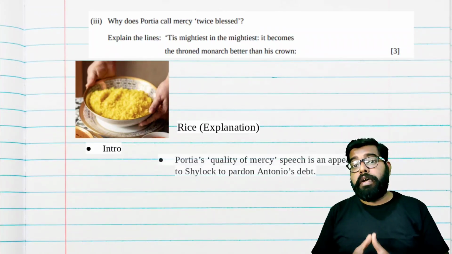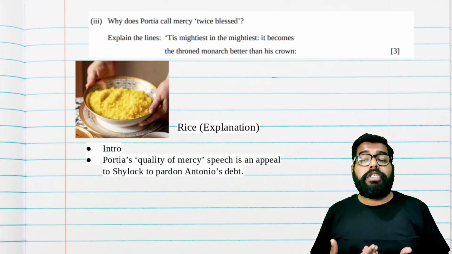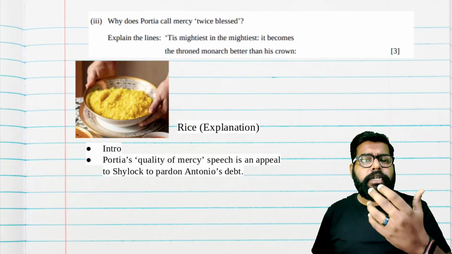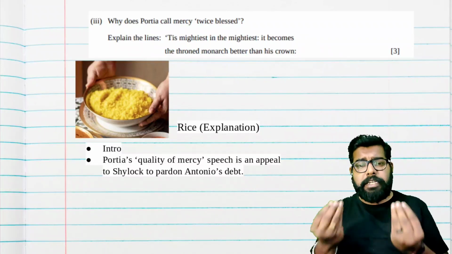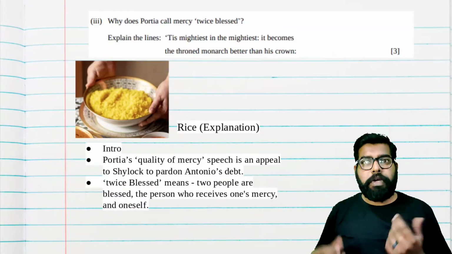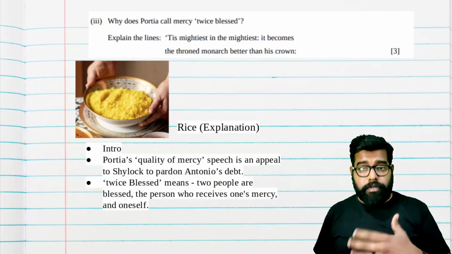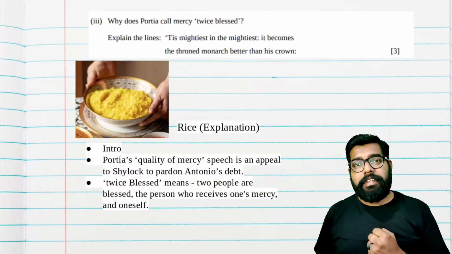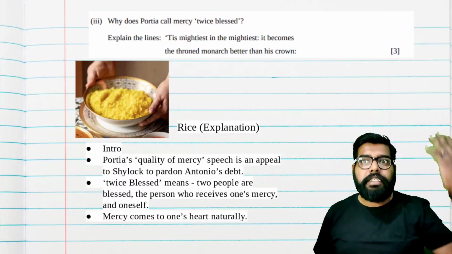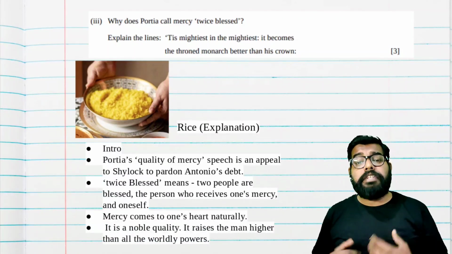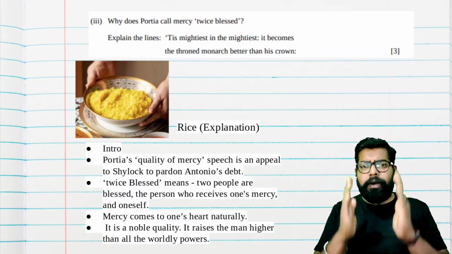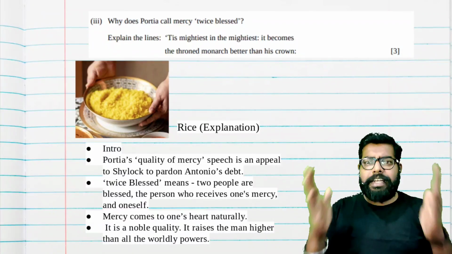Like in this question, Portia is talking about the quality of mercy speech, and that speech is an appeal to Shylock to pardon Antonio's debt. Moving on, we'll also note that mercy is twice blessed, and twice blessed means that two people are blessed: the person who receives one's mercy and oneself, the person who's showing mercy. Then, explaining the lines mentioned in the question: mercy comes to one's heart naturally. It is mightiest in the mightiest. It is a noble quality. It raises the man higher than all the worldly powers. So when our points are ready in our head, it's very easy to create an explanation from it.